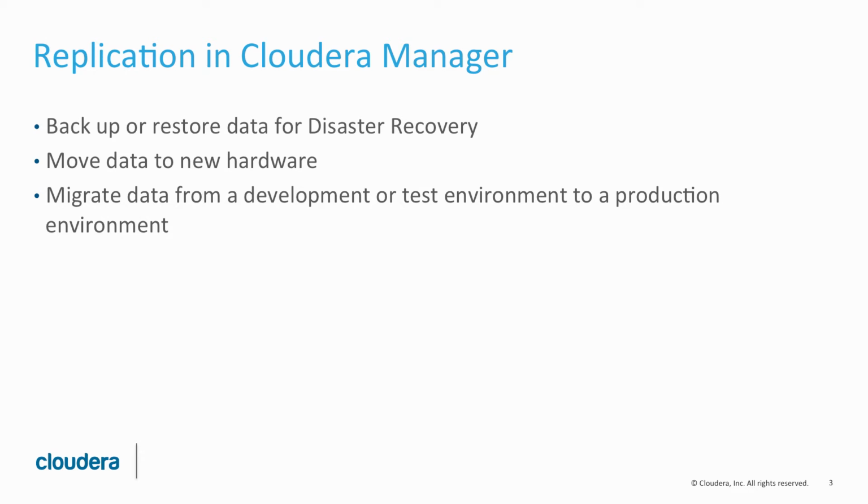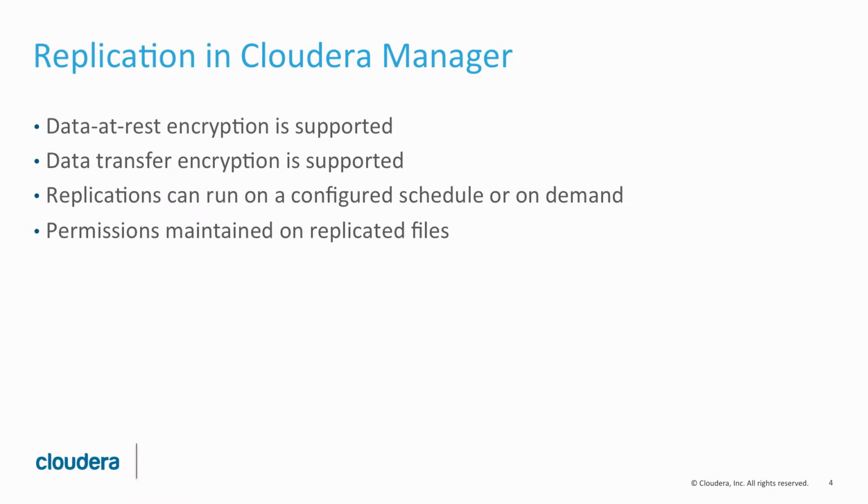You can use Replication to enable a disaster recovery plan by using Replication to copy HDFS files and directories or Hive databases. Using Replication, you can move data to a different cluster, perhaps when migrating hardware or when moving data from a development environment to a production environment. Encrypted data at rest can be replicated, and you can configure encryption for data transfer.